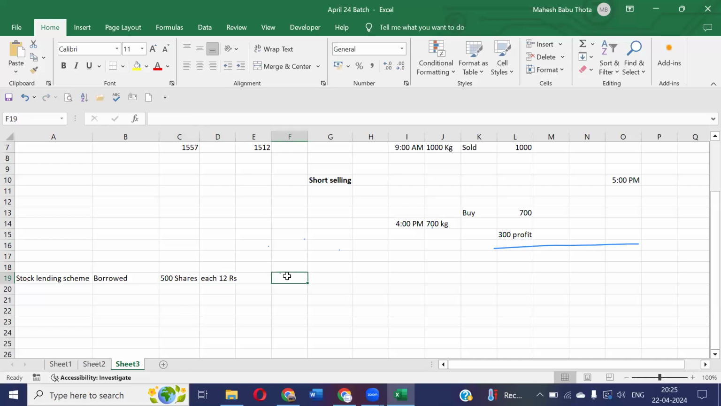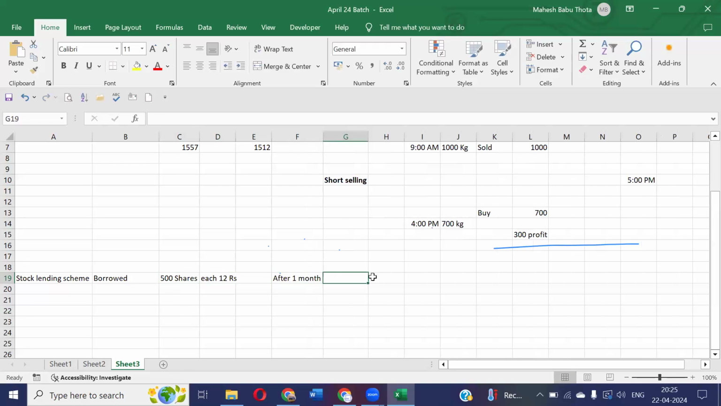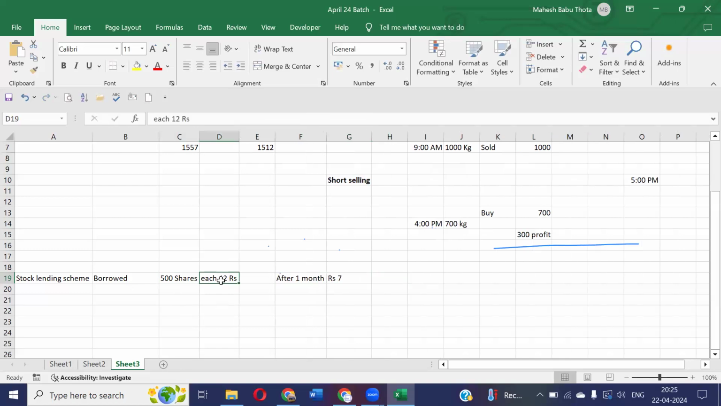After 1 month, the share price is 7 rupees only. Should I provide for any loss also? I mean, should I pay an amount for this loss? Because while purchasing, the share price was 12 rupees, but after 1 month the share price became 7 rupees. Should I pay the difference amount also to the lender?